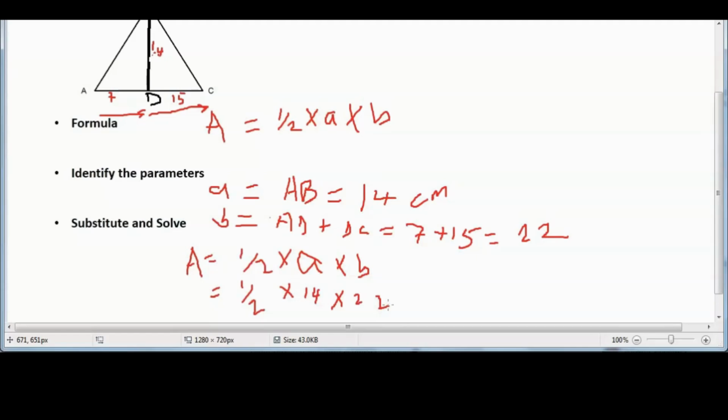So A is 14 centimeter, B is 22 centimeter. 22 times 14 is 308. So we half times 308. Half of 308 is 154 centimeter square. That's the area of this triangle.